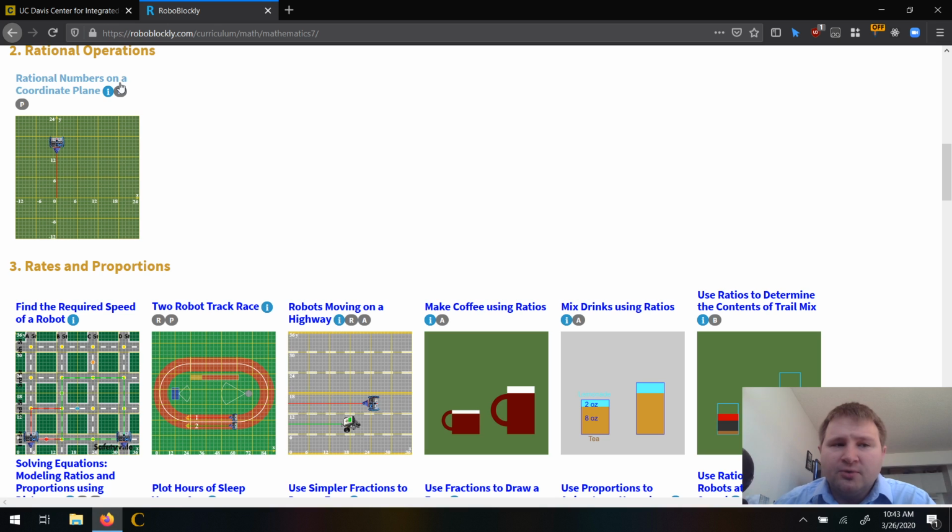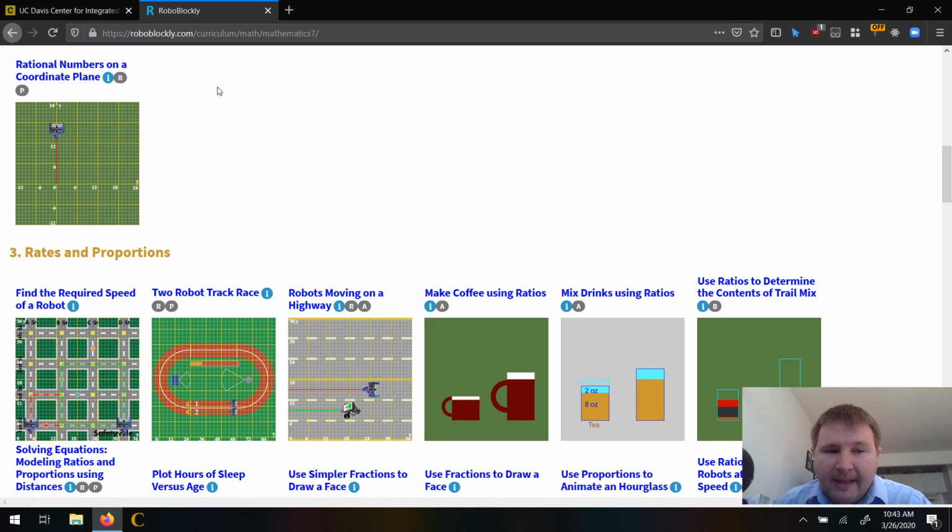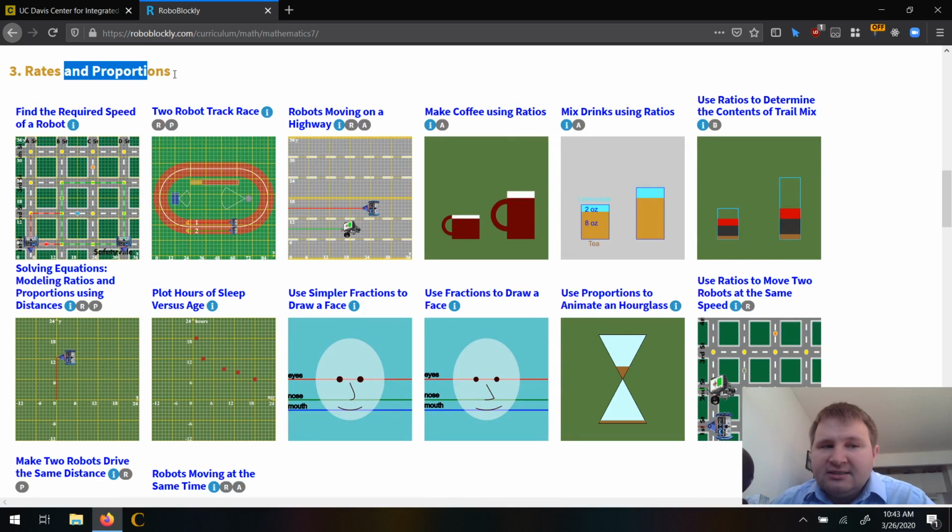We also go into rational operations and getting rational numbers on a coordinate plane. We go into rates and proportions, so finding the speed of robots, having two robots race on a track with different speeds and starting to do different calculations with those. Looking at a similar idea of robots moving along a highway with different rates, and looking at differences of distances.